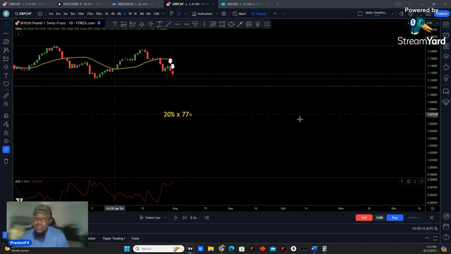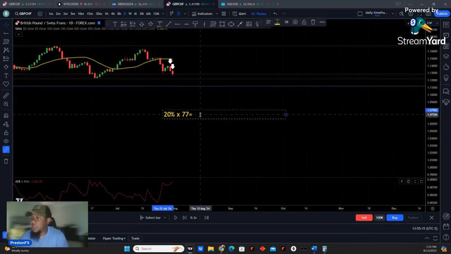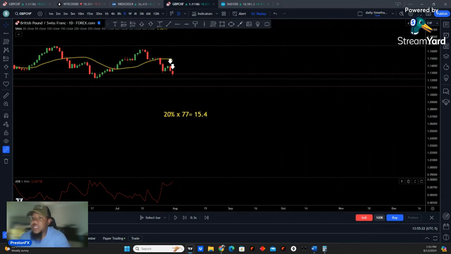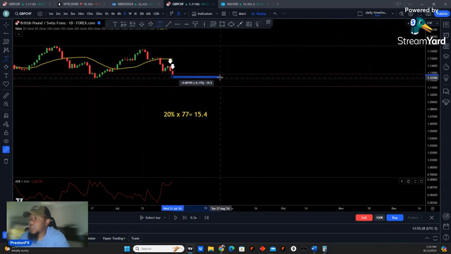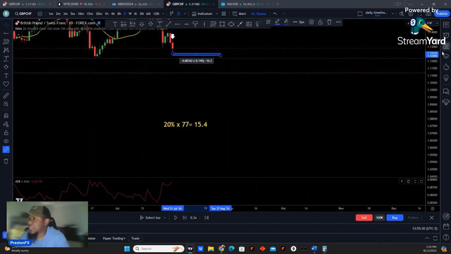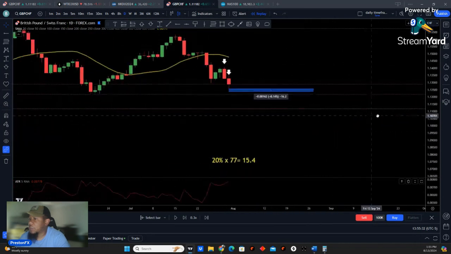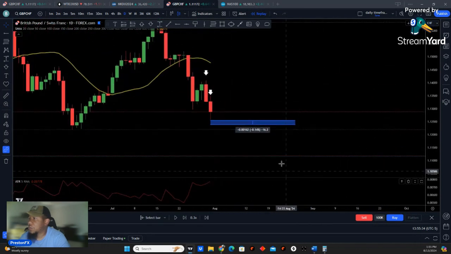All right. That is 15.4. All right. So we'll do 15 or 16. It's up to you. It's your discretion. All right. So at this bottom portion right here, we'll do 16. Let's open this thing up so we can see it a little better. All right. Open this thing up.